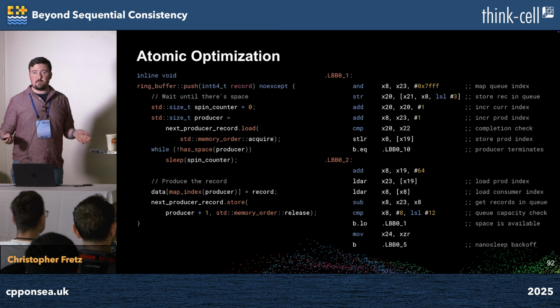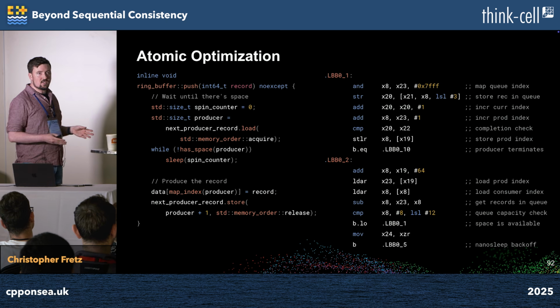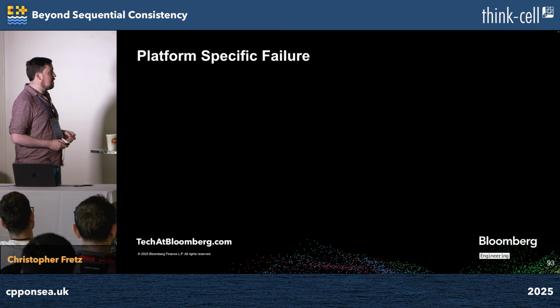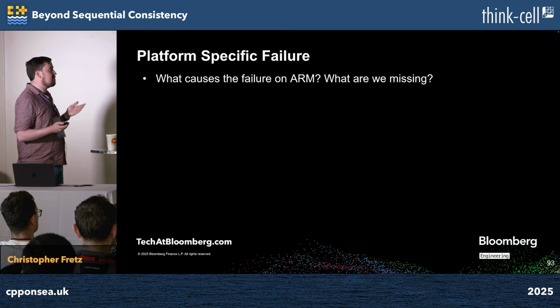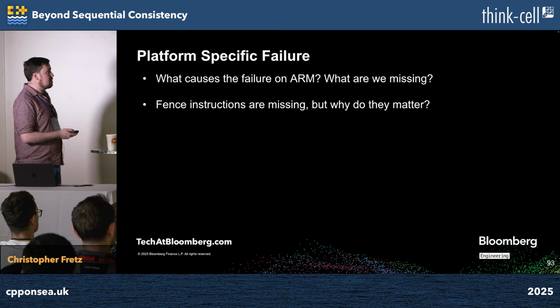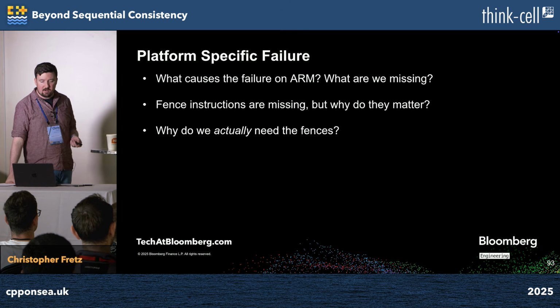And so if we build this on ARM without using std::atomic, these memory fences do not get issued and the code blows up. And so, okay, we have an idea that we are missing fences, but what actually matters here? Yeah, the fence instructions are missing, but why do they matter? Why do we actually need those fences?